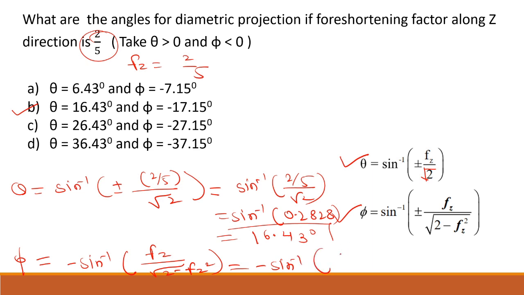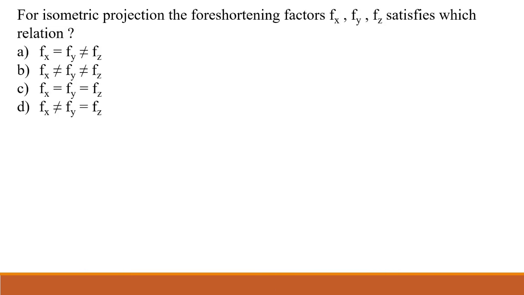Now what is fz? fz is 2/5. So 2/5 upon root 2 minus (2/5) squared, and just calculate this. That should be what? Minus 17.15 degree. Okay, so in this way option B will be the correct one. Again, let us move towards the next one.